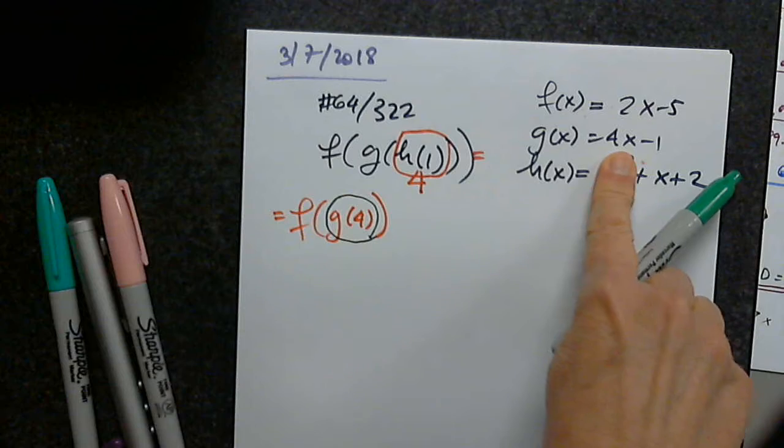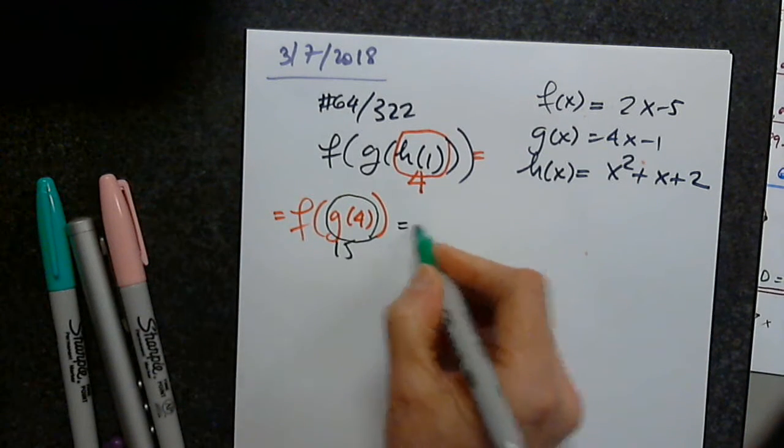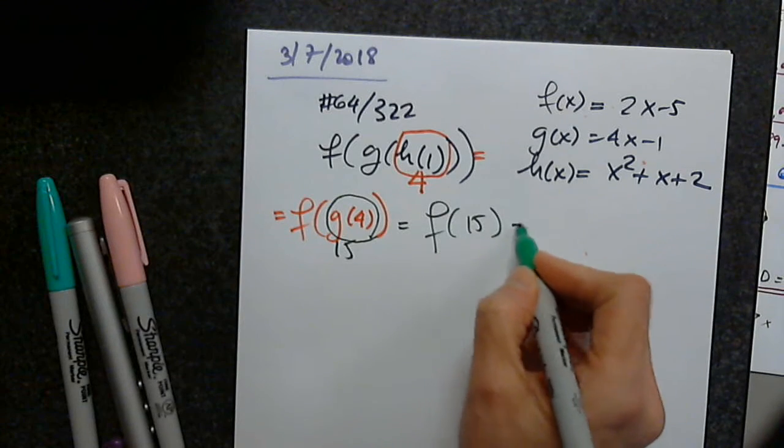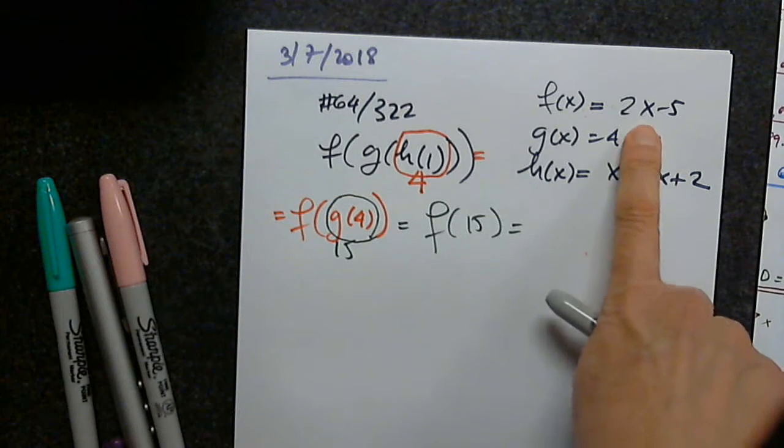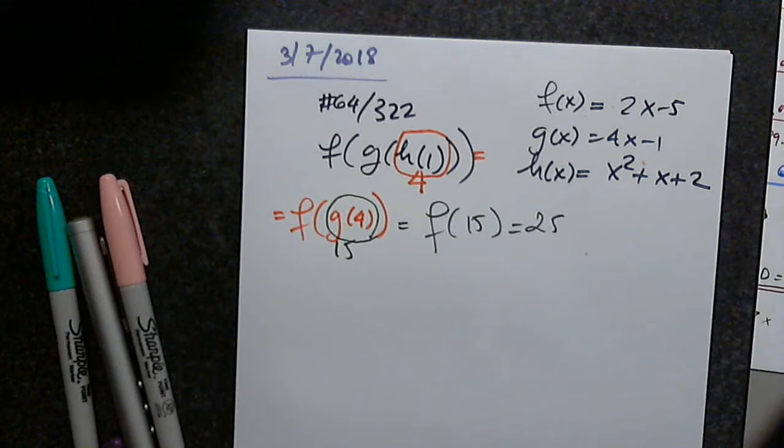Can anyone give us g of 4? 15. Very good. So this is 15. So finally I have to find f of 15. Can anyone give us f of 15? That's it. Good pick. Anything else?